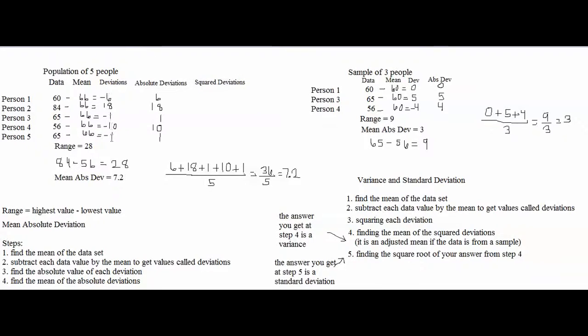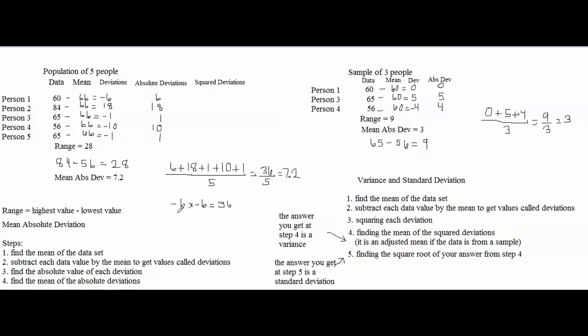We're going to square each of these deviations. What that means is we're just going to multiply each deviation by itself. So first we're going to multiply -6 by -6. When you multiply a negative number by a negative number, you get a positive answer. So -6 times -6 is just 36. You get the same answer that you would have had if you had multiplied 6 times 6.